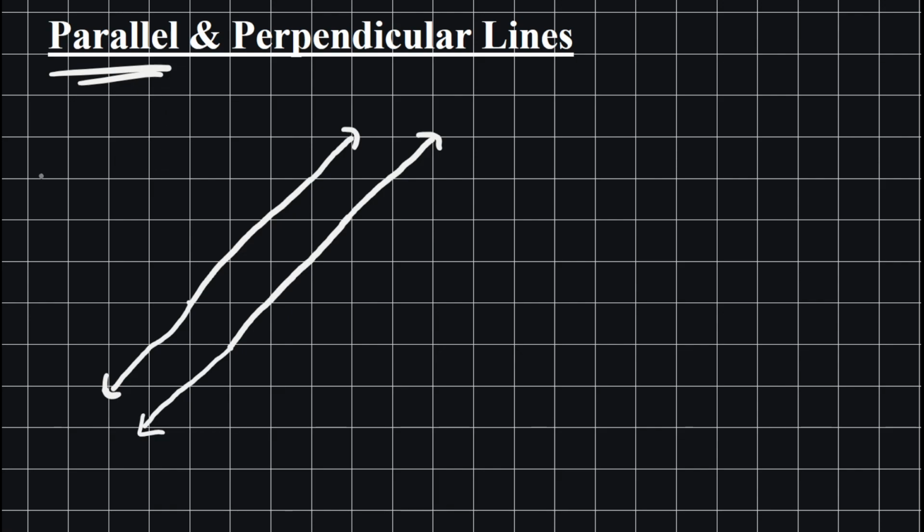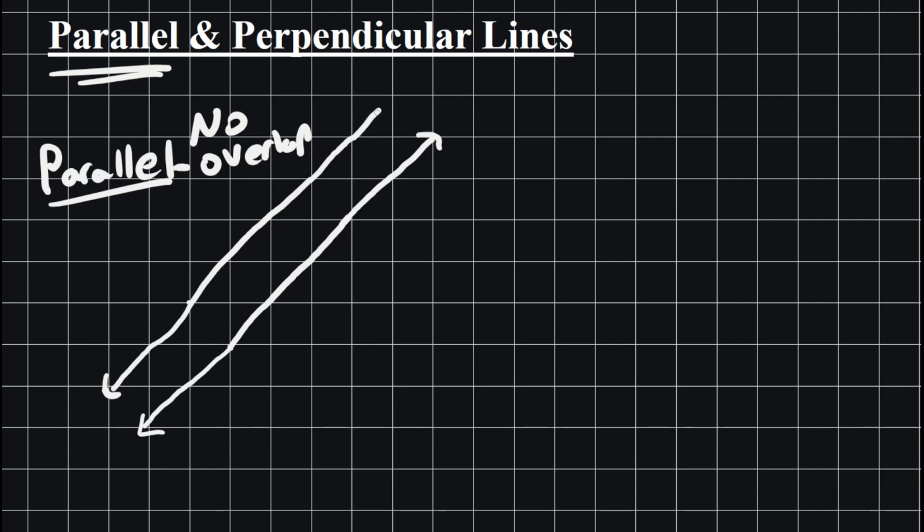Well, these lines are actually parallel. And what makes them parallel is that they do not overlap. These lines do not touch each other, as you can see, and they will never touch each other, no matter how much we extend them. It doesn't matter how far we extend either line, it will never touch the other line, no matter what.